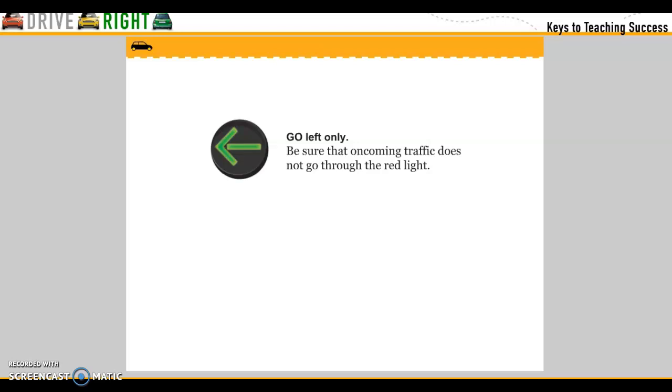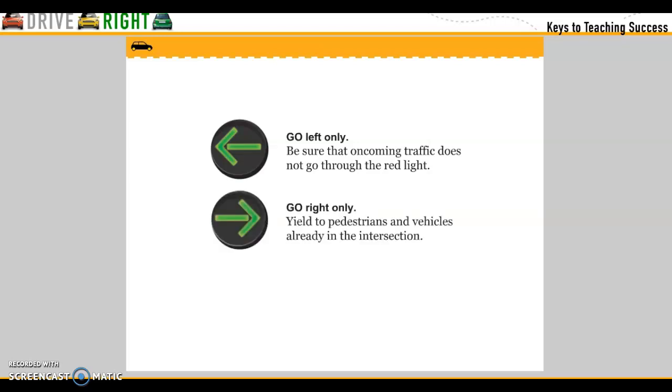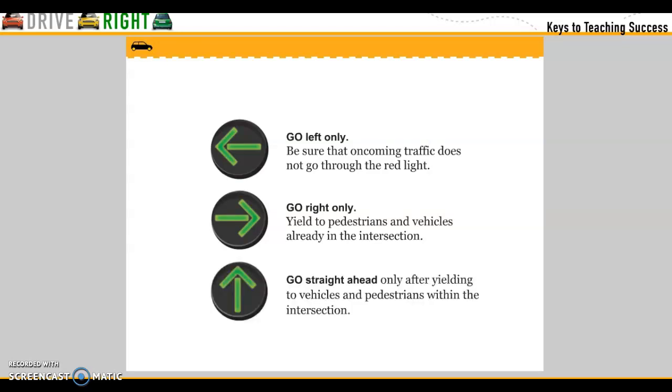Go left only. Be sure that oncoming traffic does not go through the red light. Go right only. Yield to pedestrians and vehicles already in the intersection. Go straight ahead. Only yield to vehicles and pedestrians within the intersection.